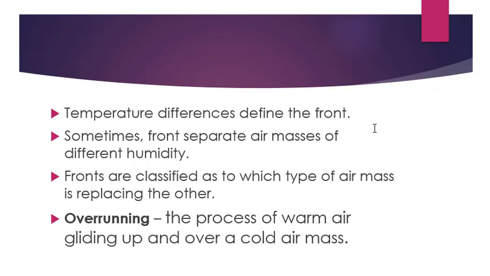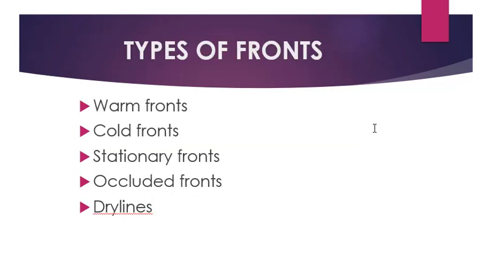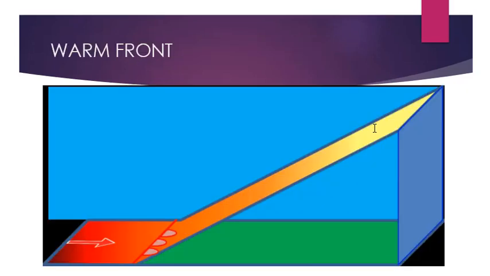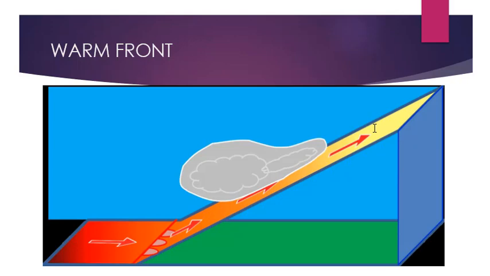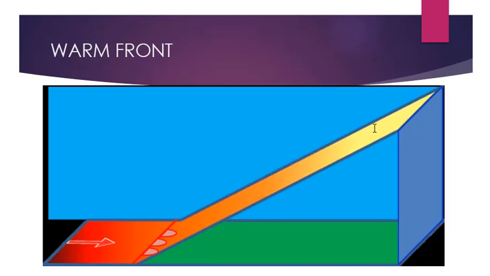Then when we say overrunning, it is the process of warm air gliding up and over a cold air mass. The following are the types of fronts. We have warm fronts, cold fronts, stationary fronts, occluded fronts, and also dry lines. Okay, I want you to look at this animation. Okay, that's a warm front.